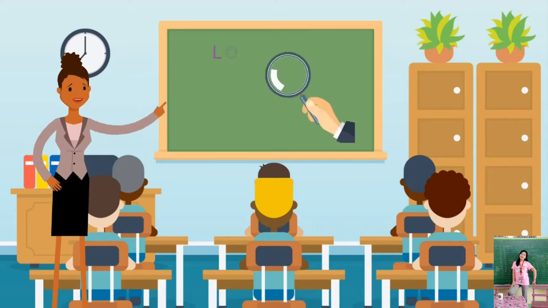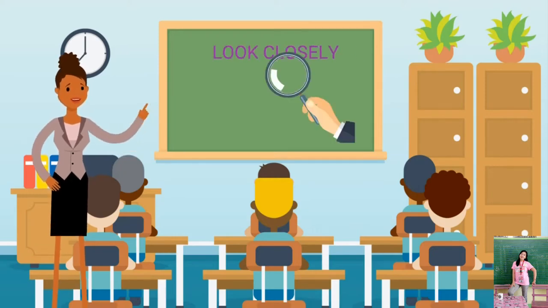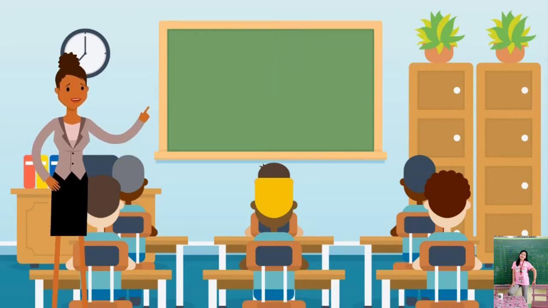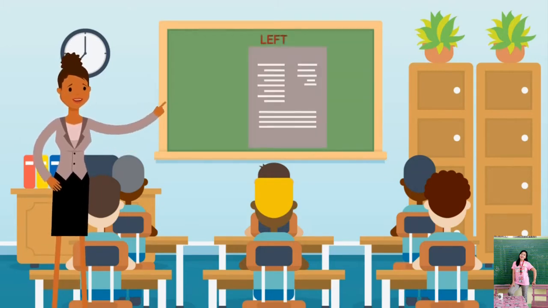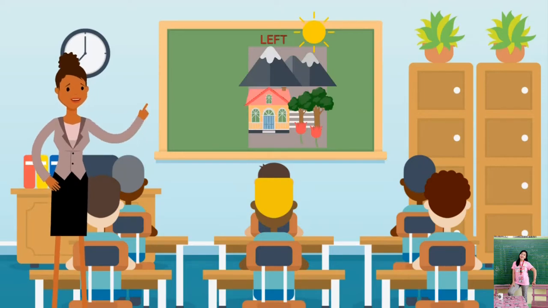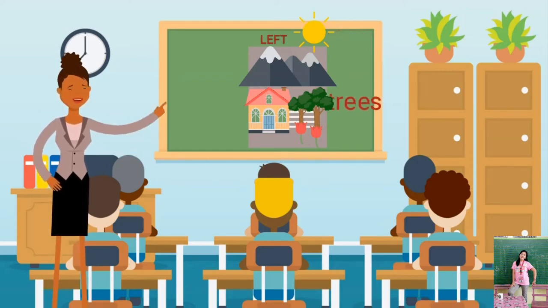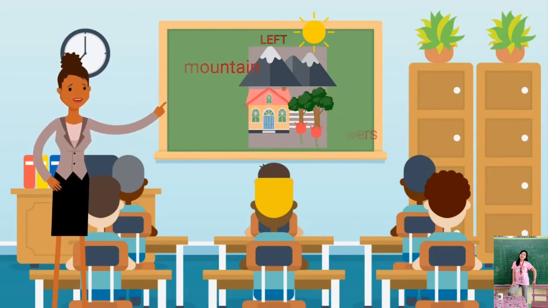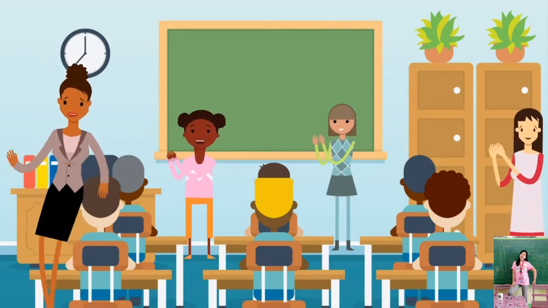Let's take a closer look at these two pictures posted on the board. The one on the right and the one on the left. Can you name the things that you see in the picture posted on the left side of the board? Well, on this picture on the left side of the board, we can see sun, trees, house, flowers, mountain. Oh, you're amazing, kids!